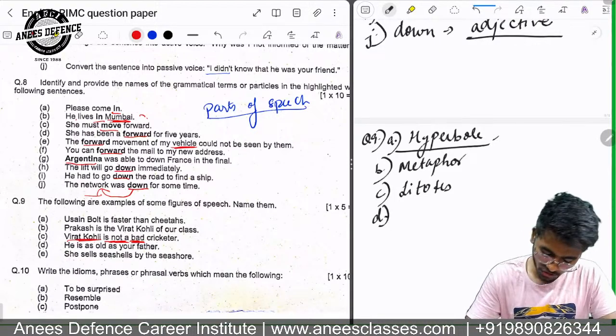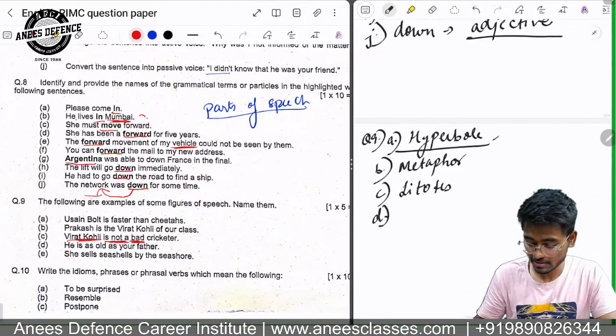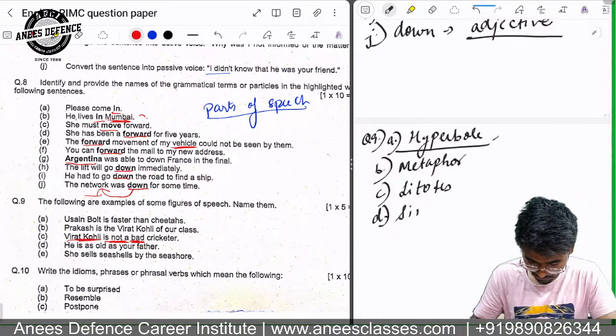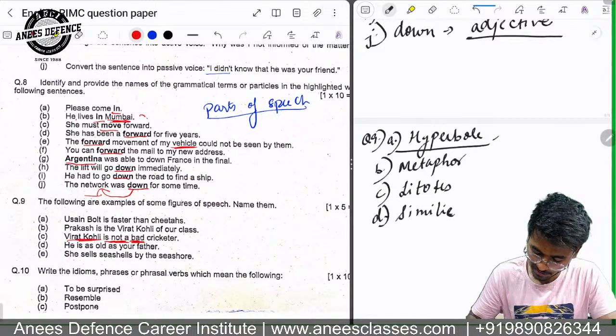He is as old as your father. When this is done, as old as, that means it is a simile. Okay, it is a simile.